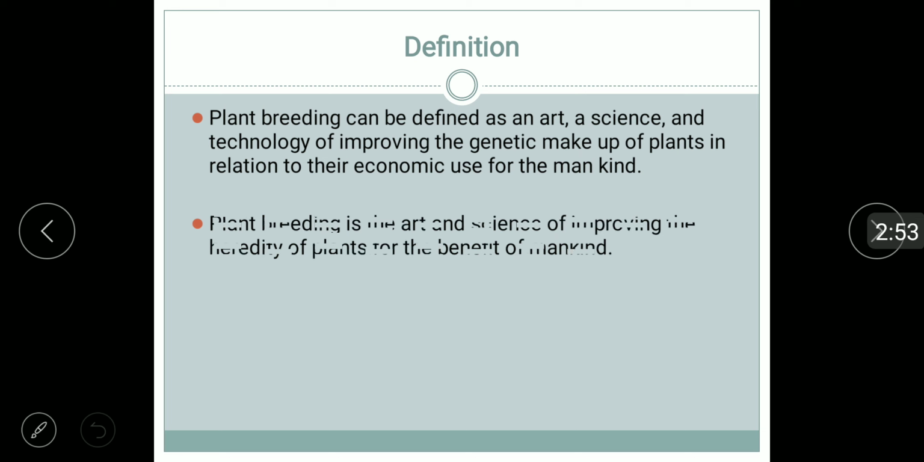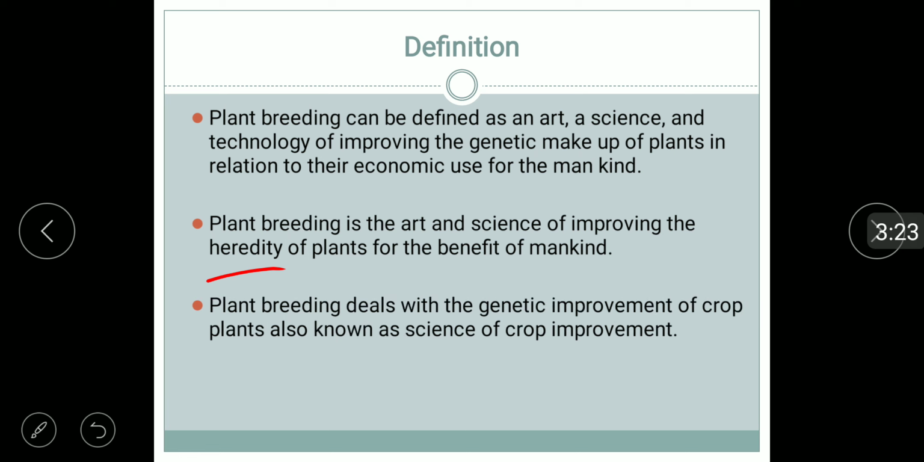And another definition we can say is that plant breeding is an art and science of improving the heredity of plants for the benefit of mankind. Because mainly we concentrate on heredity. In plant breeding, the main objective is to make a particular trait heritable, meaning that it should transfer from the parents to progeny. And plant breeding deals with the genetic improvement of crop plants, so it is also known as the science of crop improvement.